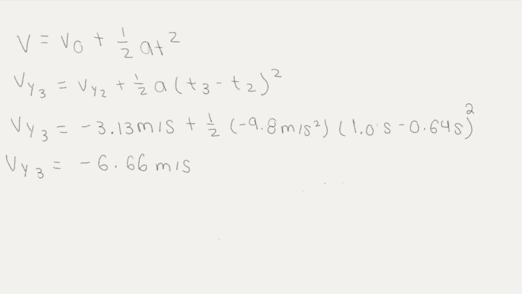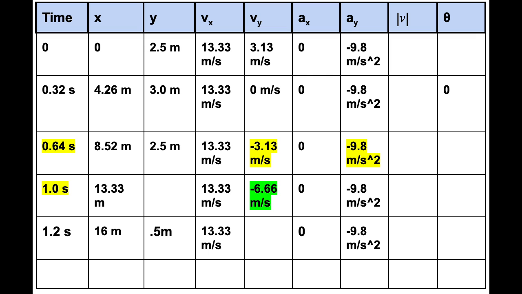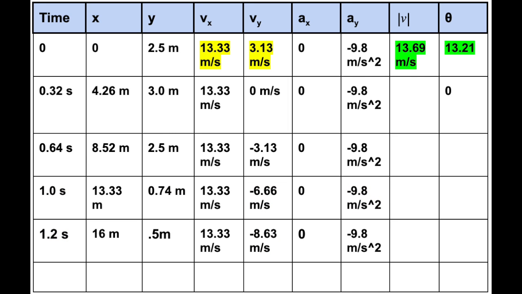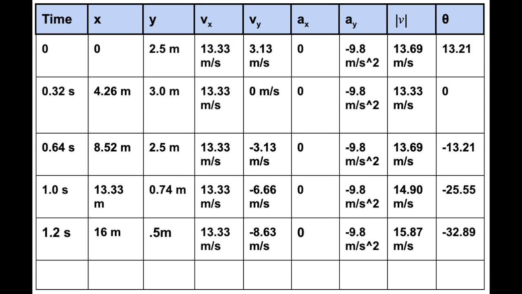I calculated Vy3 by using the previous Vy2 as my V0 value in the equation V equals V0 plus AT, and T is T3 minus T2. I used the same strategy to calculate the Y3 displacement. I continued the strategy to find Vy4. Now with all my velocities, I calculated values for absolute velocity and flight angles using Pythagorean theorem. Finally, I checked my values against the video to make sure they make sense.